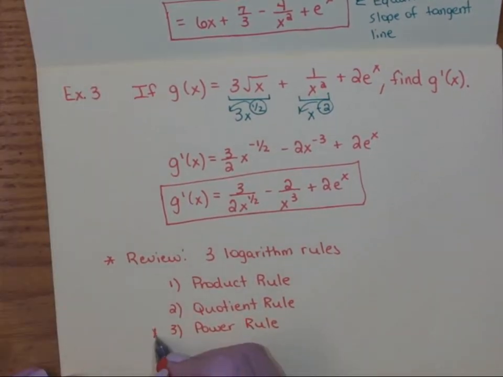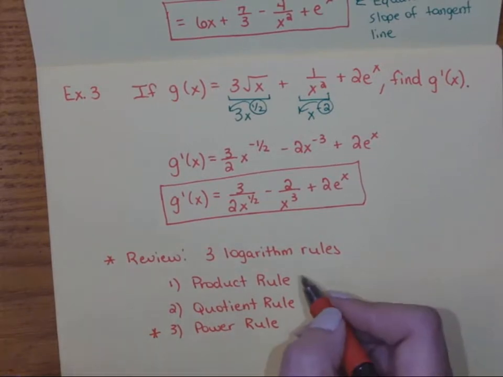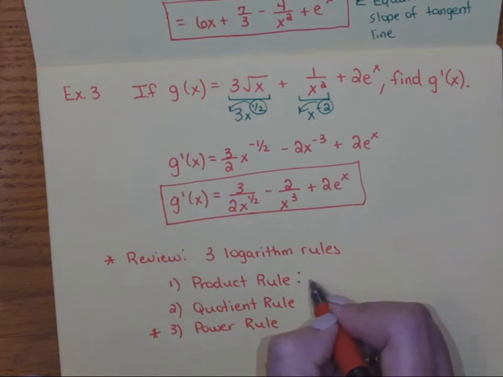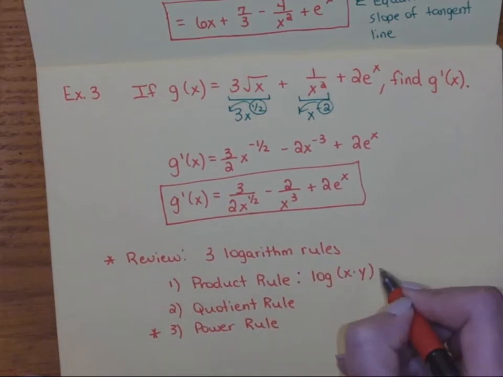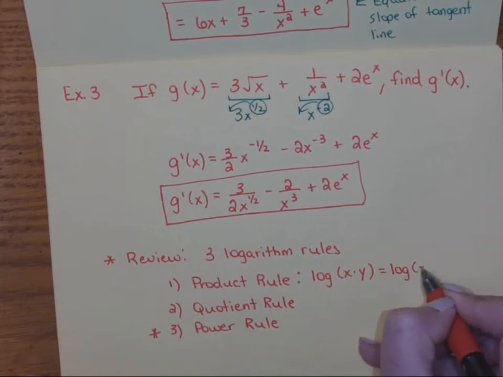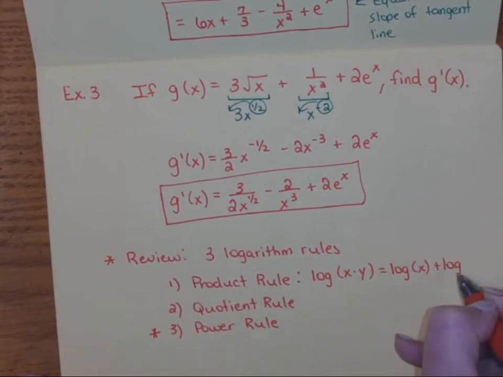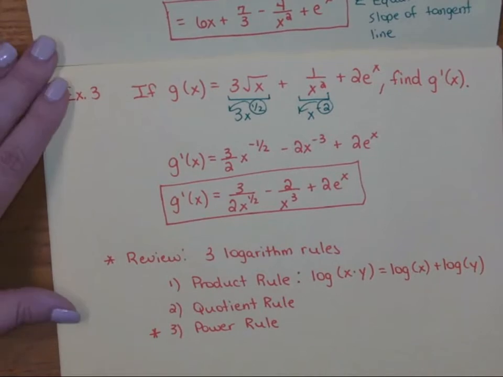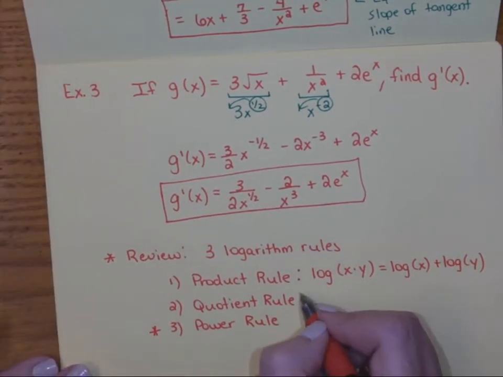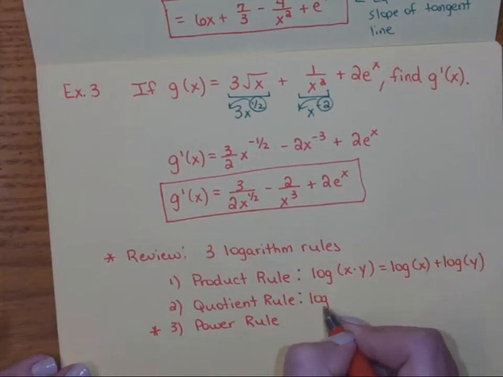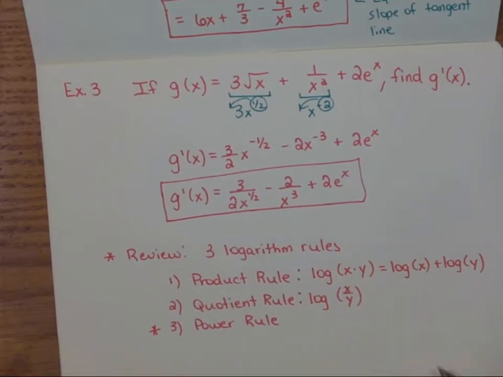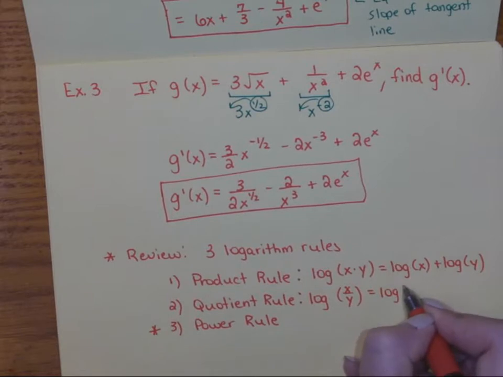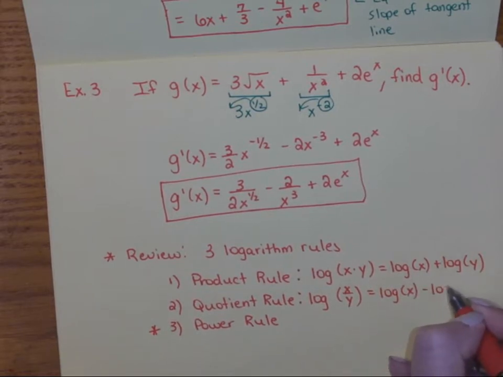Okay, I'm going to put a star by the power rule. That's probably the rule we're going to use more often than the other one. So just briefly, the product rule says that if you take the log of x times y, it would be the same as if you did the log of x plus the log of y. The quotient rule just says that if you have the log of x divided by y, it is the same as doing the log of x minus the log of y.